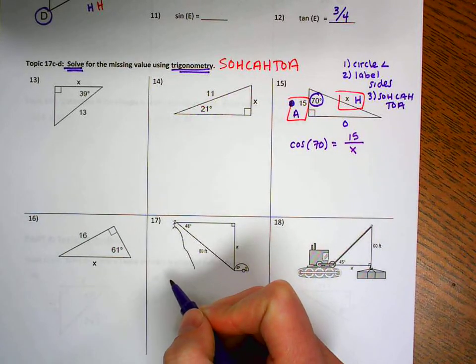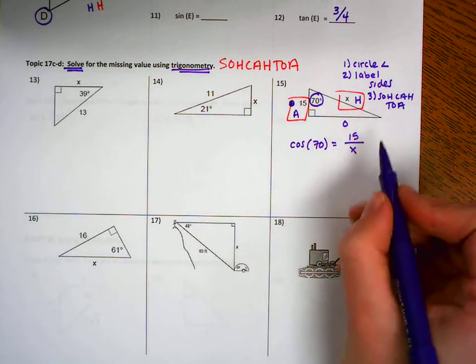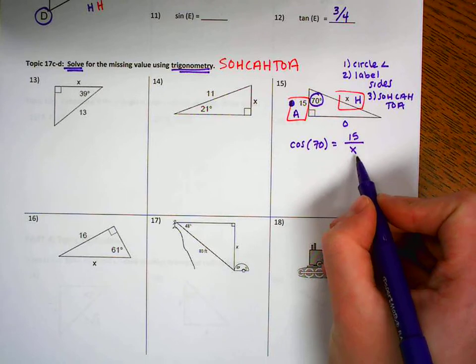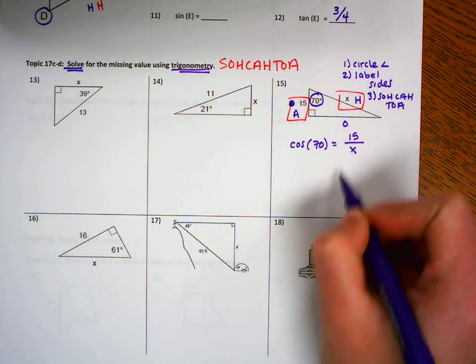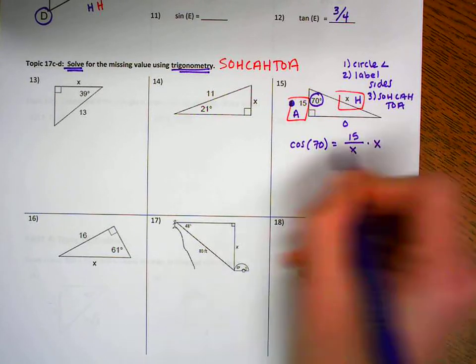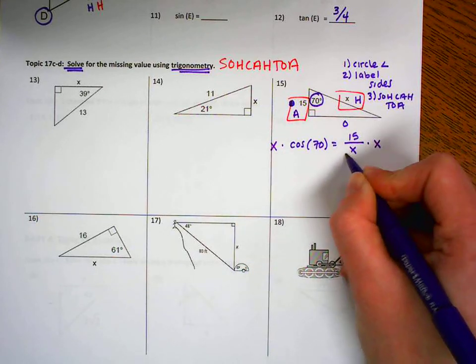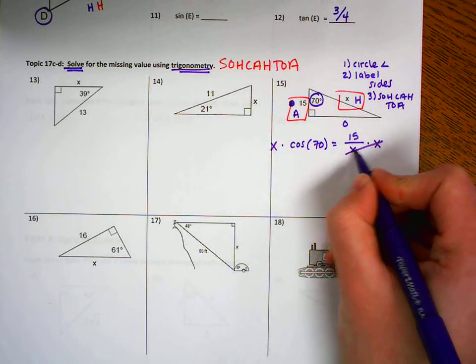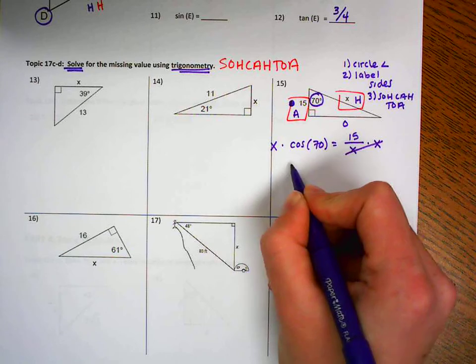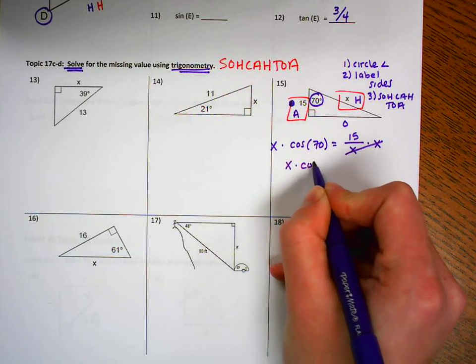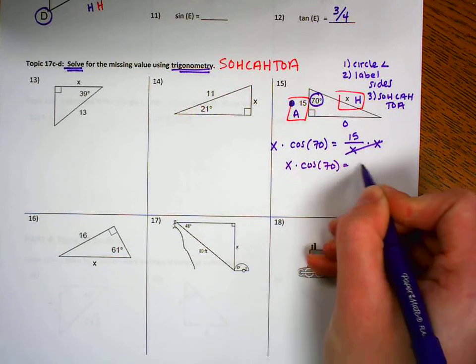I find these the hardest to solve, and there are some shortcuts, but I'm going to do it the long way to make sure you get it right. If I want to get x by itself, the first thing I need to do is get x out of the denominator. I need it in the numerator. So I'm going to multiply by x on both sides. Those x's undo each other, dividing and then multiplying by the same thing. So now I have x times cosine of 70 equals 15.